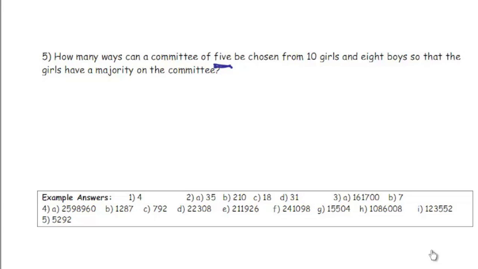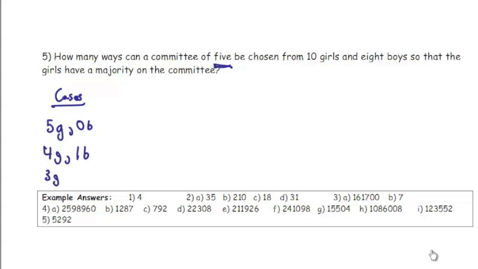The last question asks us, how many different ways can a committee of 5 be chosen from 10 girls and 8 boys so that girls have a majority on the committee? All this requires here is a bit of logical thinking about what it meant for the girls to have a majority. And in this case, we know that it's a committee of 5, which means there are 3 situations that involve girls being in the majority.